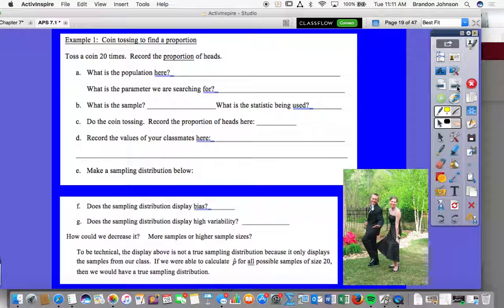Now, here's what we're going to do. I'm going to give you a coin, and I need you to flip the coin 20 times. When you're done, you'll get a dot, and you're going to find the proportion of the times you got heads out of 20. Write that proportion on the dot and stick it on the top part here. That makes sense?